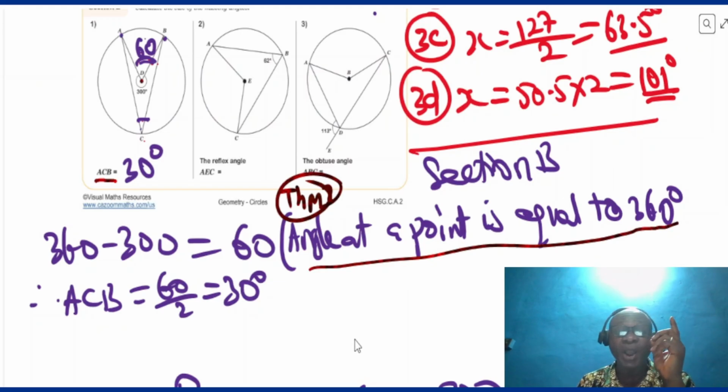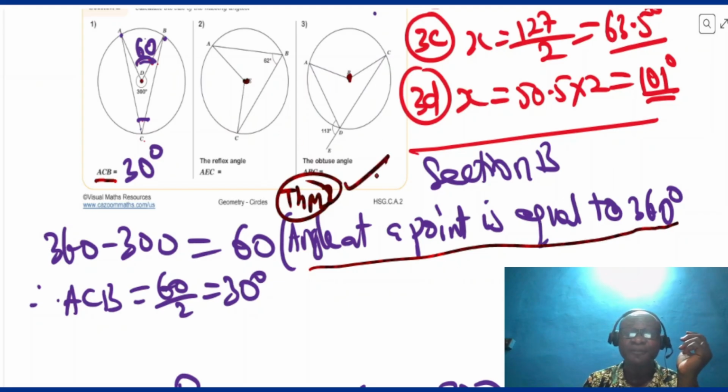Angle at a point. I demonstrated what I mean by a point to you. If you look at these circles, they always indicate a point at the center. Okay? That center, the angle around it is 360. So that is the second thing I gave you. Meaning, I have given you theorem 2.